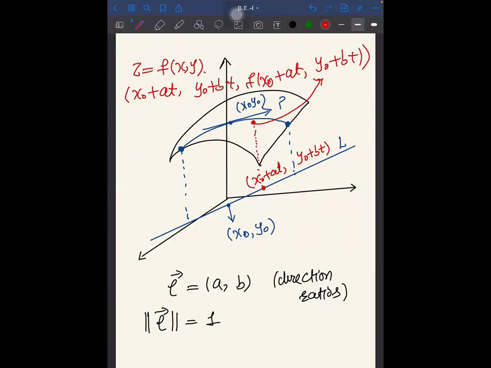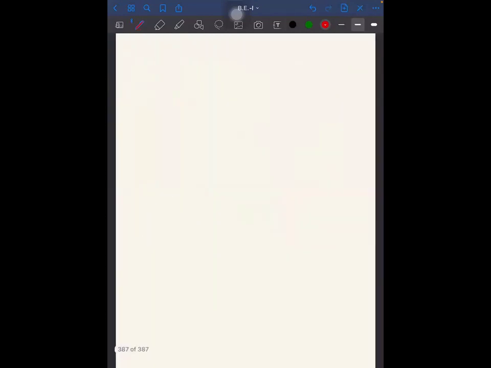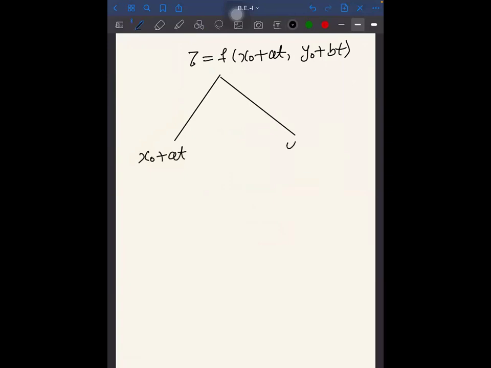Now you want to get the derivative at this point. Let's say you want to get the derivative at any arbitrary point. So how are you going to do it? Here the chain rule will come into the picture. z is equal to f of x naught plus at, y naught plus bt. Here you have two intermediate variables, x naught plus at and y naught plus bt, and finally this depends upon the single variable t.